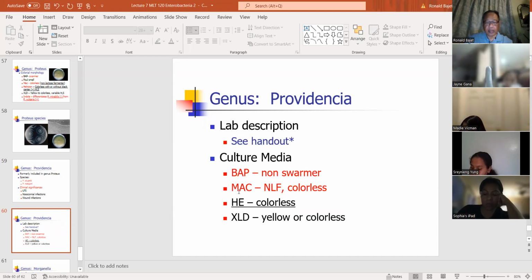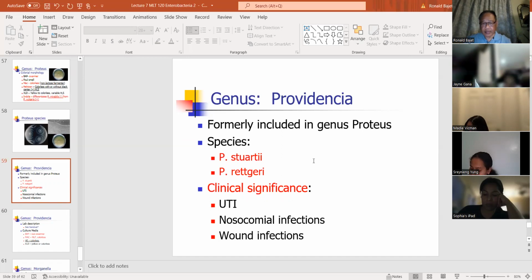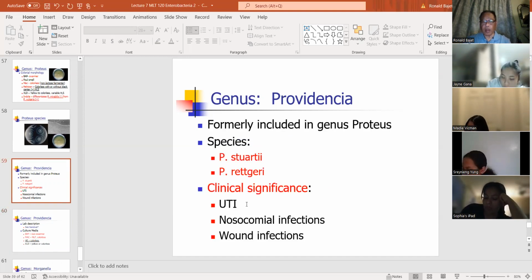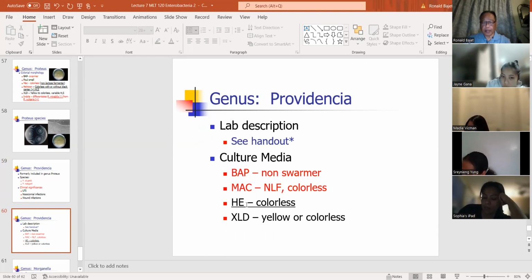But on MacConkey, the problem is it's a non-lactose fermenter, so it's colorless. Even though Providencia may not be a significant pathogen, it can be pathogenic, it can be clinically significant, you have to work it up. Because it's a non-lactose fermenter, it's a colorless clear colony on MacConkey. Remember, the two morphologies on MacConkey are colorless and clear. Proteus swarms on blood and TSA, but it will not swarm on MacConkey. Okay, Proteus will not swarm on MacConkey, but it will be a non-lactose fermenter, colorless. That's Providencia. H&E is colorless, XLD is yellow and colorless.